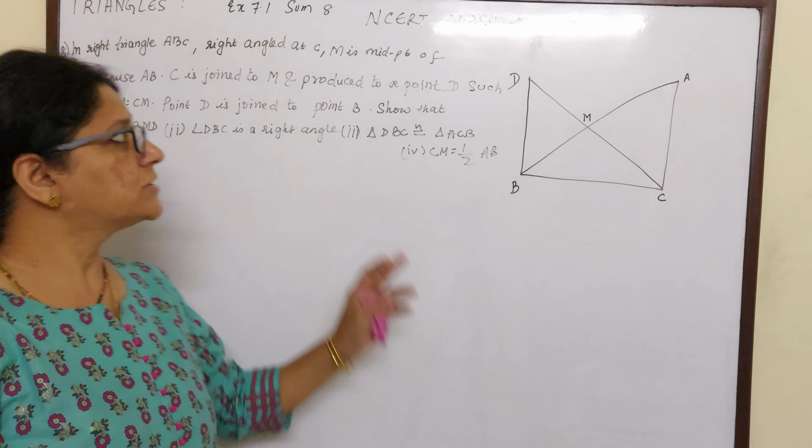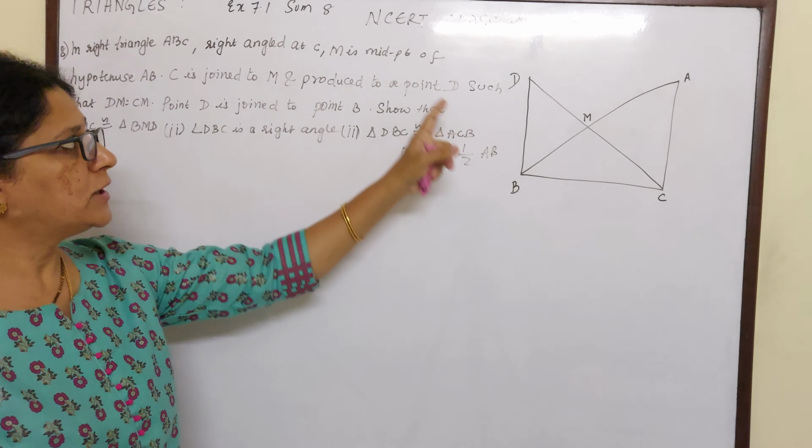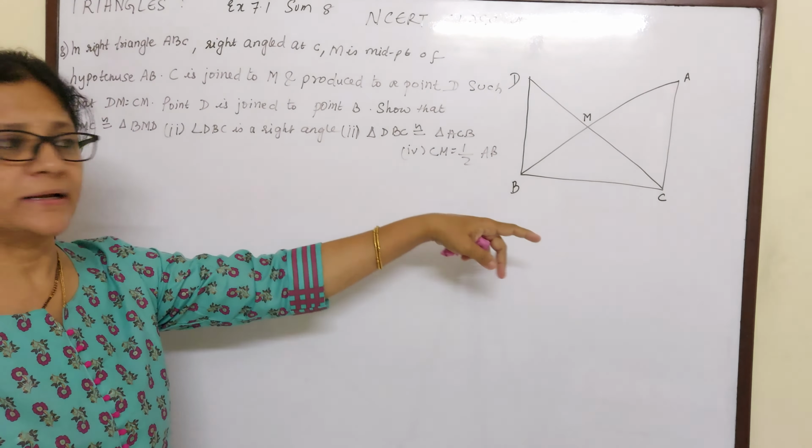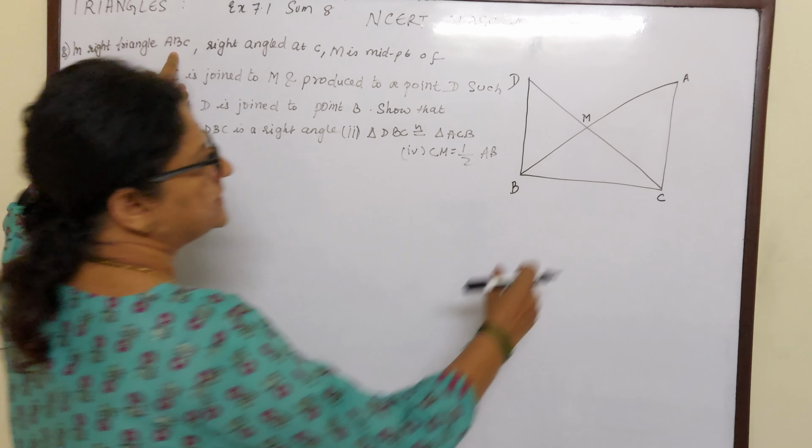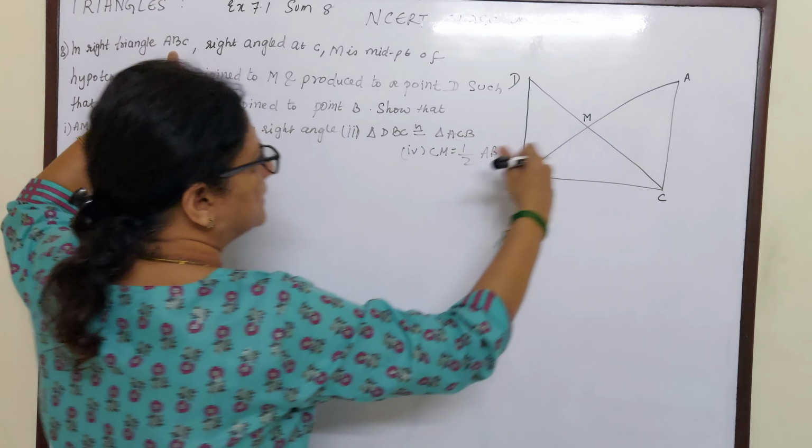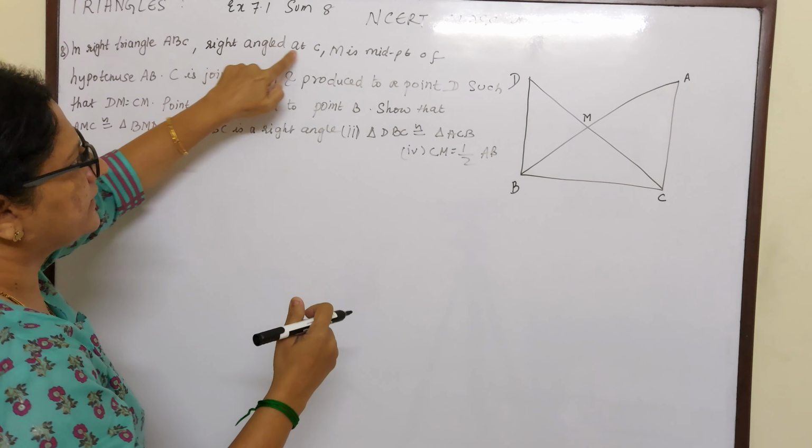Hello children, so today we are going to do exercise 7.1 sum number 8. This is the last sum in the triangles chapter. They have said that in right triangle ABC, that means ABC is a right angled triangle, right angled at C.